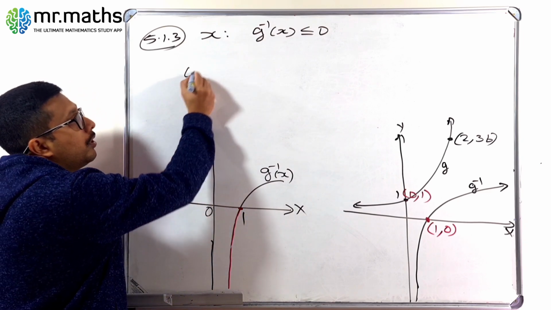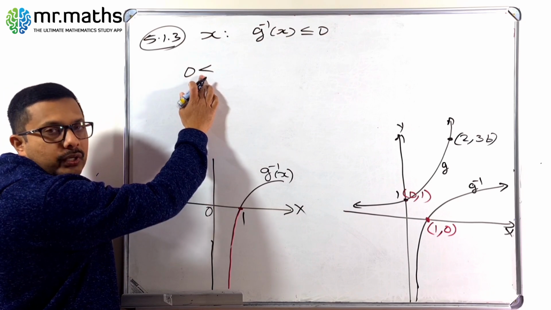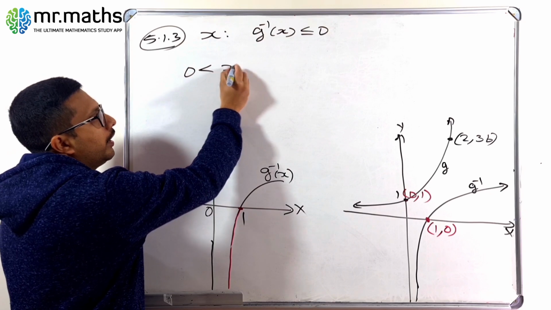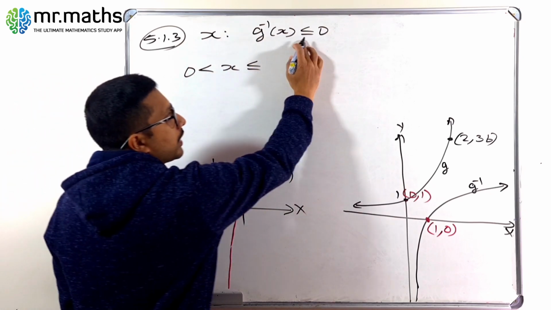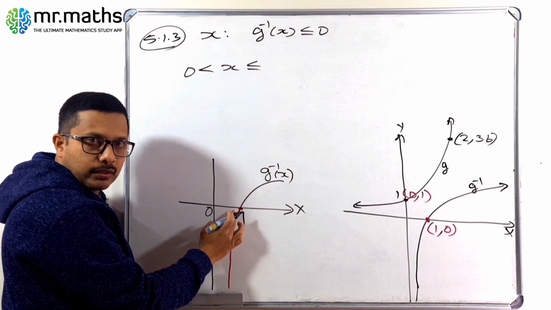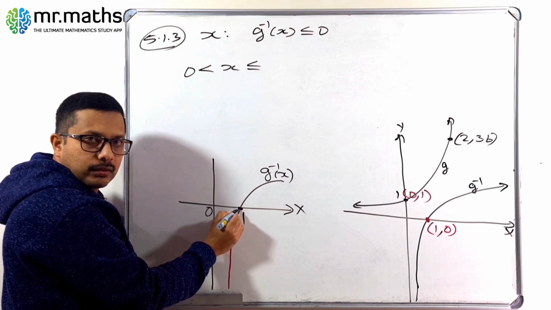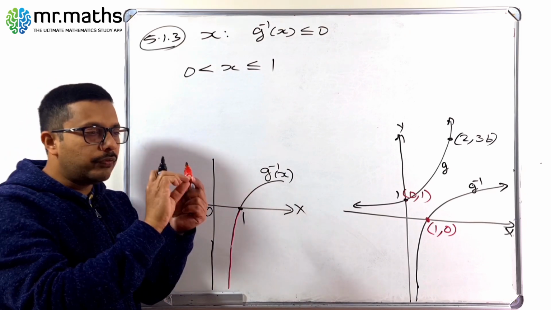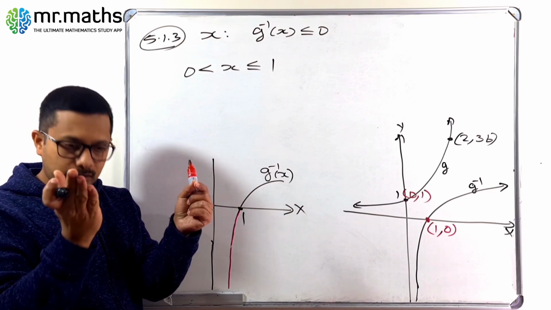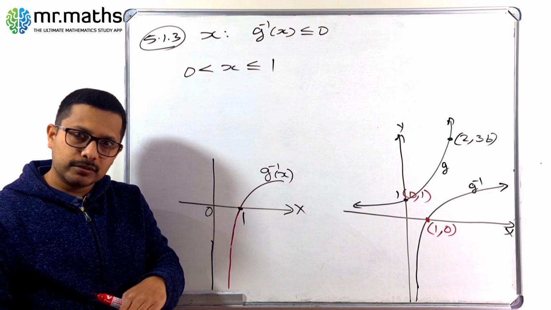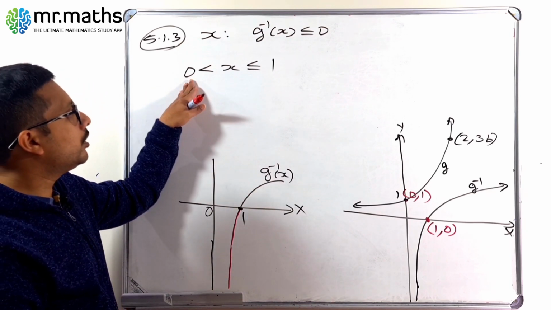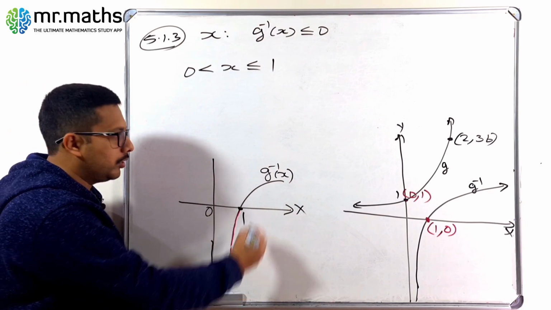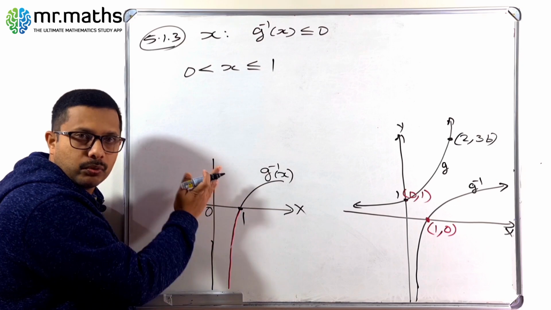You have to be careful. At 0, you can't write less than or equal to, because this graph never touches the y-axis. So 0 is less than x, and x is less than or equal to 1, because you can include 1, no problem. So when the value of x is between 0 and 1, the graph is in the negative part. You understand? So that is the answer: between 0 and 1, the G inverse of x graph is negative, or less than or equal to 0.